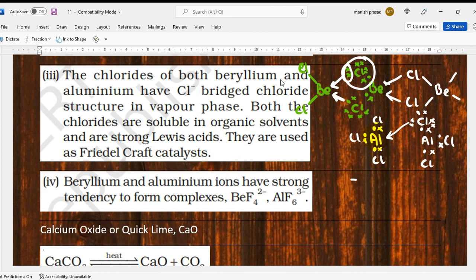So what is the thing to remember here? Both form bridged compounds, number one. Number two, both of them are electron deficient, and anything that is electron deficient wishes to accept electrons, and anything that is an electron acceptor is a Lewis acid. So in five words, the whole paragraph can be formed into a note.